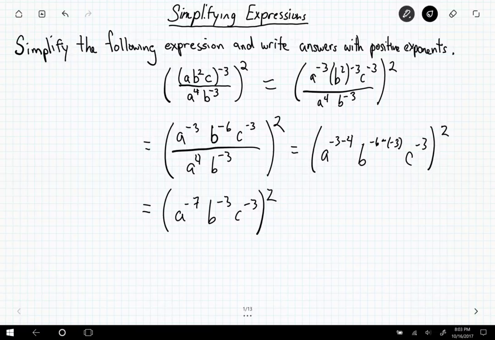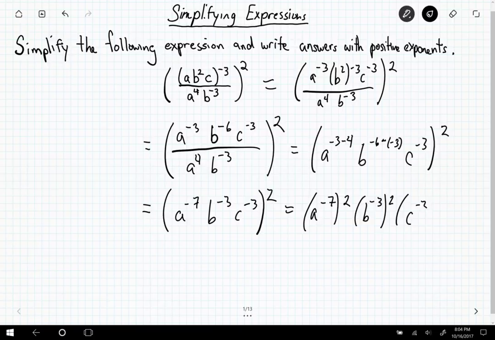So if we want to move forward from this spot, now we're ready to work with that exponent, and we're going to multiply it on into each term. Essentially that is what's going to happen. So this becomes a to the negative 7 raised to the second power, b to the negative 3 raised to the second power, and c to the negative 3 raised to the second power.